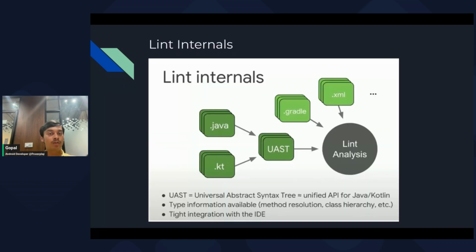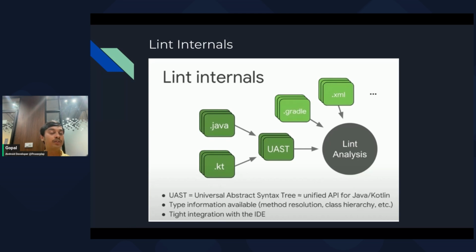Now moving forward, we have lint internals. We have seen how lints work in Android Studio. Now how do they work internally, for both Java and Kotlin files at a single time? We write a lint once, and it runs for both Java and Kotlin files. How? There is something called UAST, the Universal Abstract Syntax Tree, which wraps around the Java and Kotlin files and parses them step by step. So whenever we write any custom lint, we are actually writing it on the UAST itself.